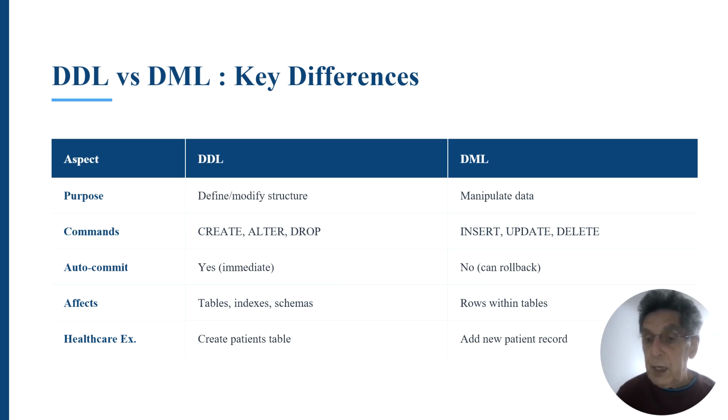How about a healthcare example? Data definition language would be create a patient's table, while data manipulation language would be add John Smith as a new patient. But here's a real world warning. I've seen junior database administrators, DBAs, accidentally drop a production table thinking they could undo it. You can't. Always test DDL in a development phase first so you can undo and not create any irreparable mistakes.